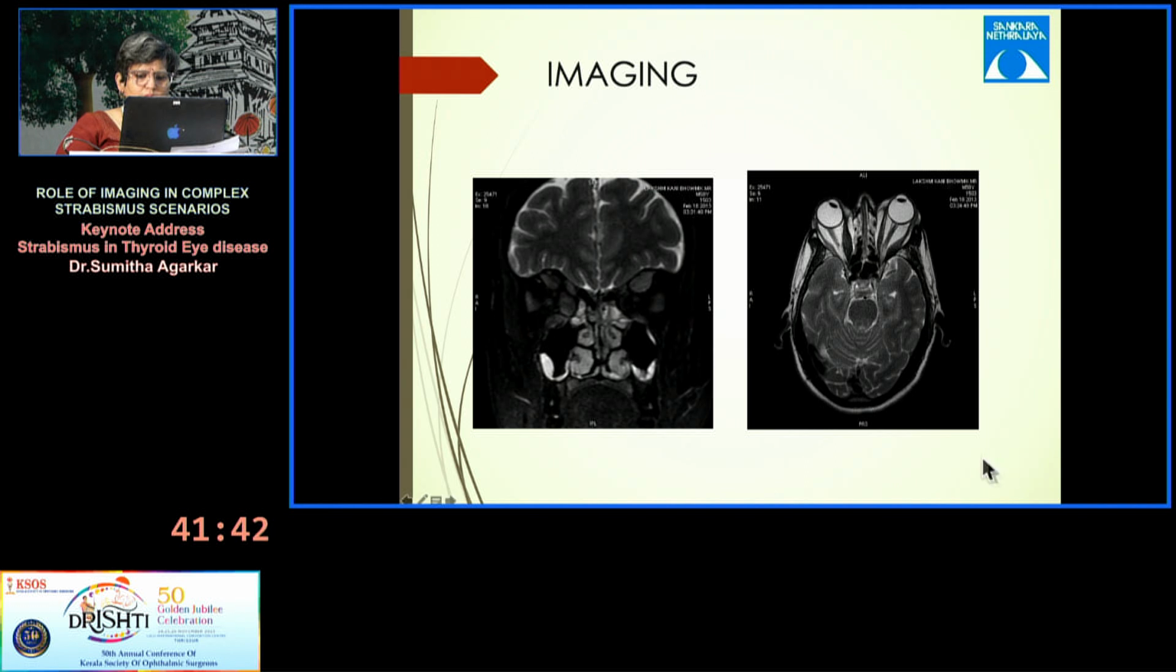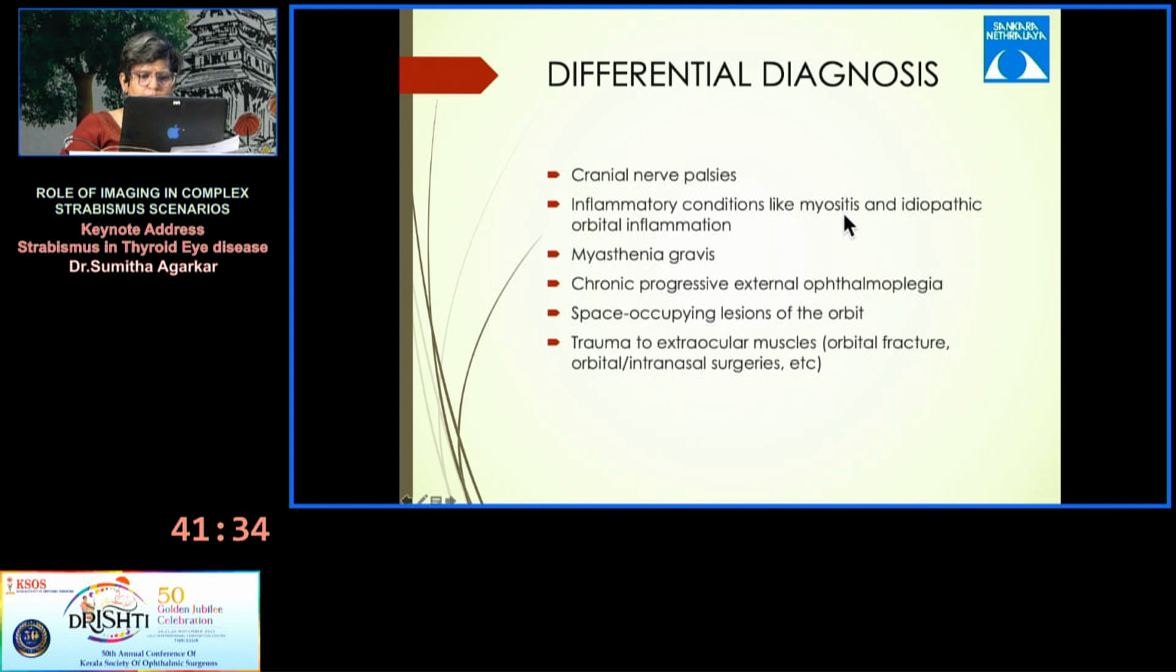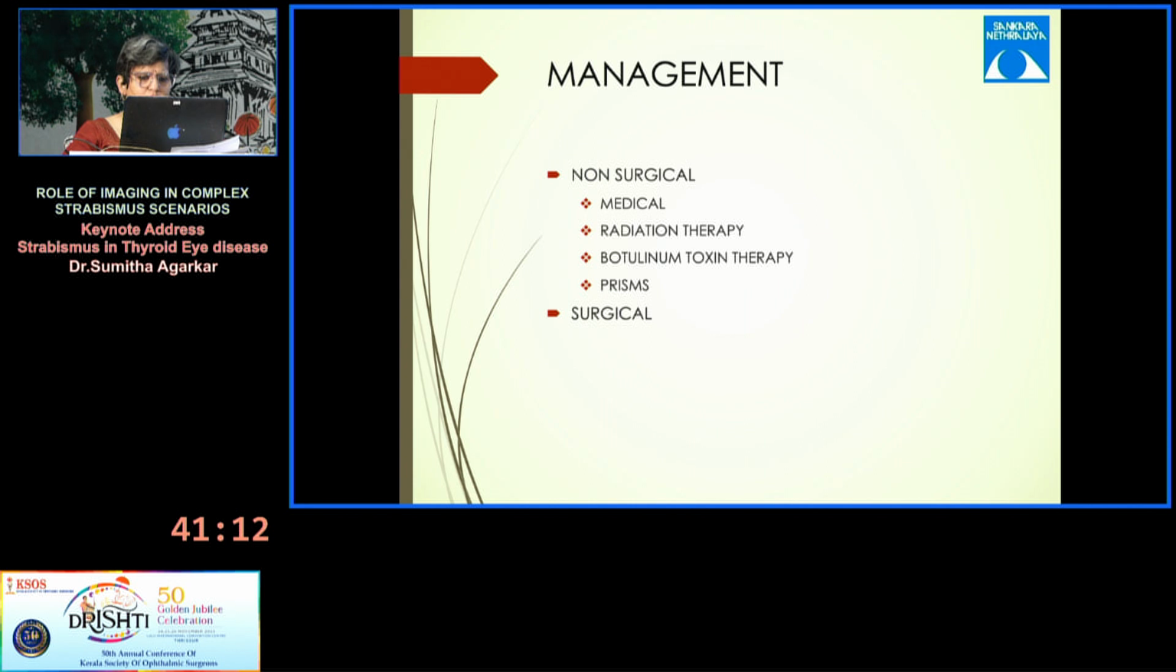In the imaging you can definitely see fusiform enlargement of the muscle bellies here, and you can also see there is strabismus. So these are the differentials, and sometimes myasthenia gravis can coexist with thyroiditis, and you must keep the possibility in mind. Inflammatory conditions like myositis and orbital inflammation can mimic thyroiditis, and sometimes even space-occupying lesions of the orbit which can affect multiple cranial nerves can also look like thyroiditis.